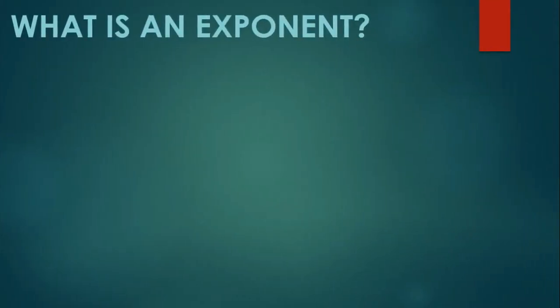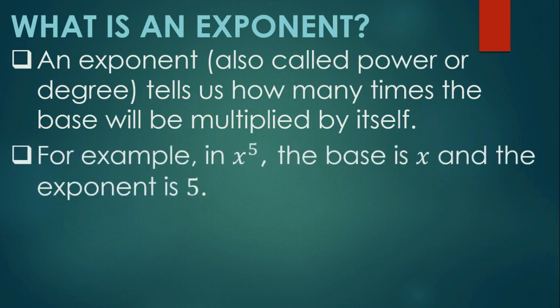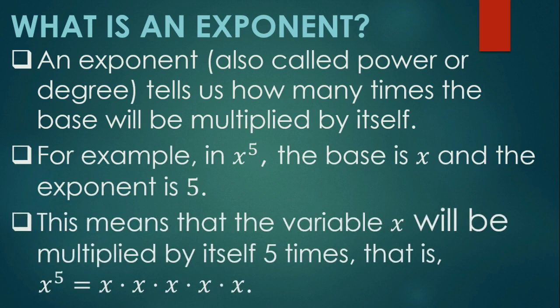But before that, let's have a recap on what is an exponent. An exponent, also called power or degree, tells us how many times the base will be multiplied by itself. For example, in x raised to 5, the base is x and the exponent is 5. This means that the variable x will be multiplied by itself 5 times. That is, x raised to 5 is equal to x times x times x times x times x. Okay?